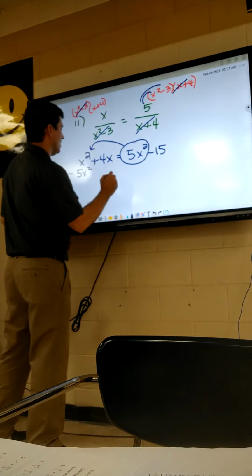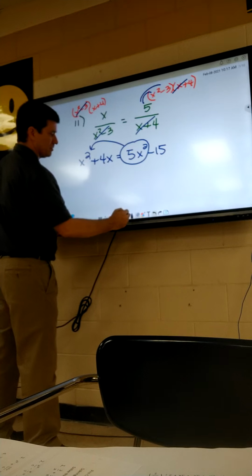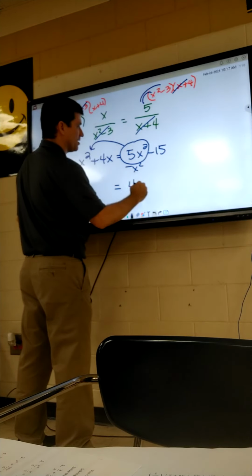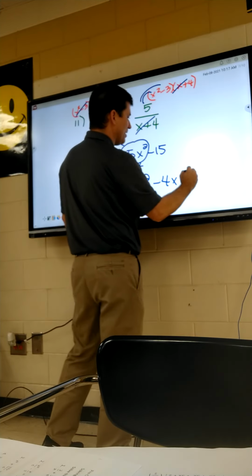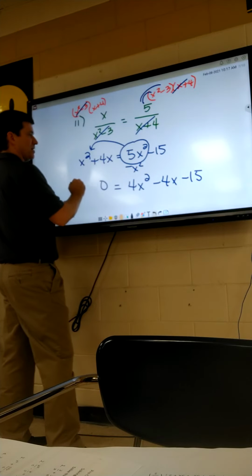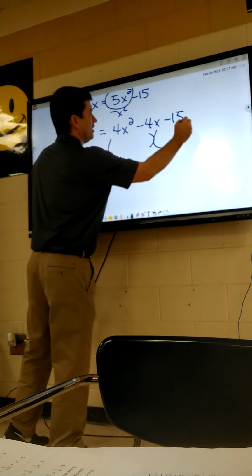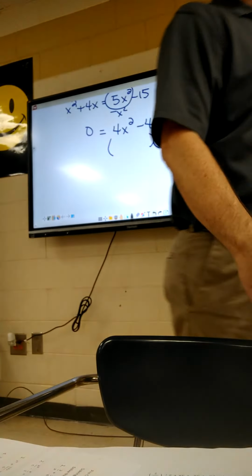All right, so why don't we do this? Why don't we take the x squared and move it over there? That'll make it a negative x squared, which gives me positive 4x squared. Move that over as negative 4x, and I already had negative 15 over there. And now we got our equal 0 on the left side instead of the right side. That doesn't matter. All right, so now factor or either do quadratic formula to finish.